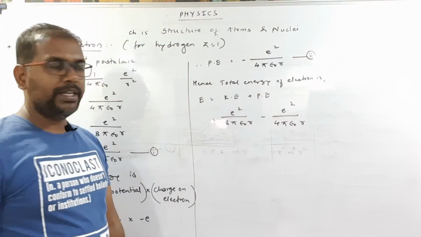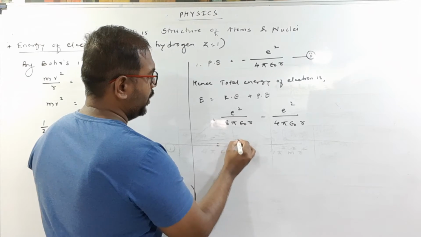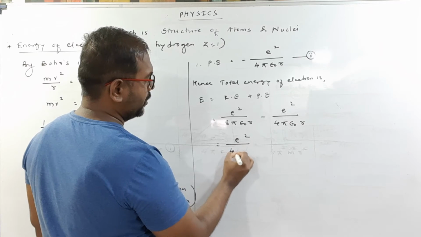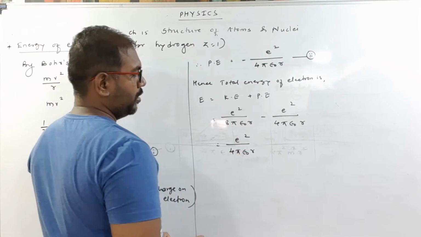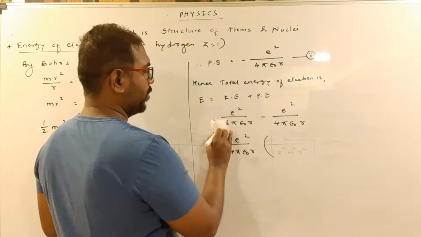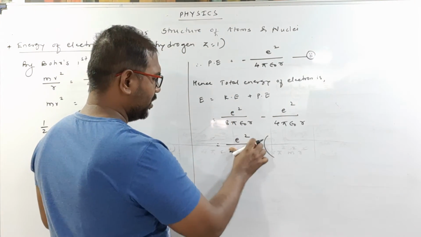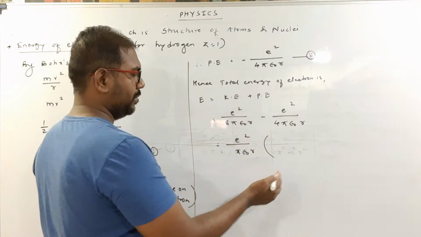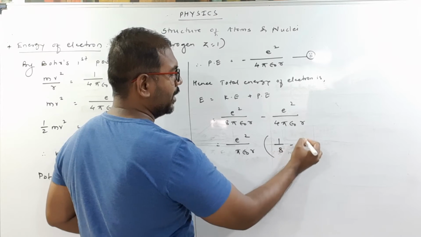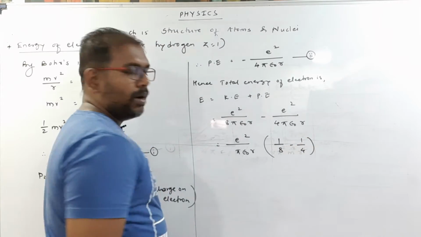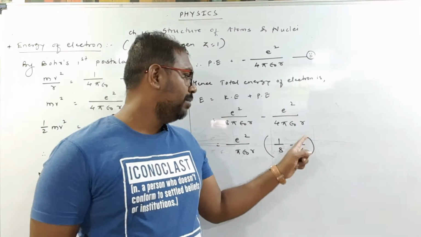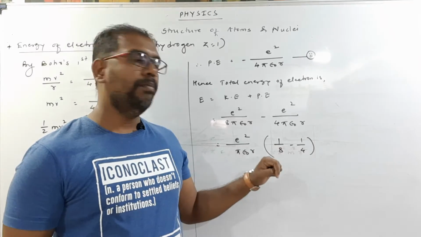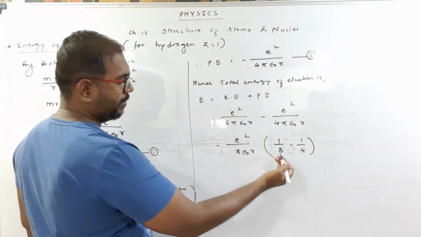Now we have to select common terms. Now what are the common? e square is common. Then 4 pi epsilon 0 is common, or I can write only pi epsilon 0 common, e square divided by pi epsilon 0 R. Then here we get 1 by 8 and here minus 1 by 4. 1 by 8 minus 1 by 4, I can multiply by 2 to divide. So 2 by 8. So 1 minus 2, minus 1, divided by 8.